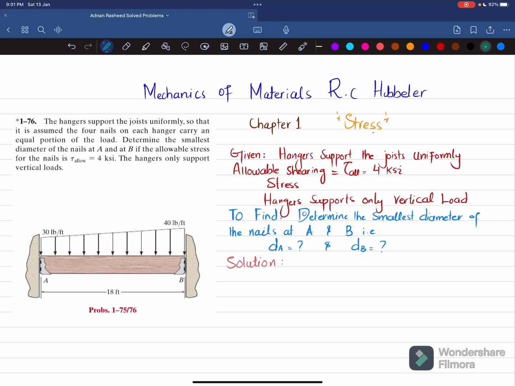So the first step is, if you remove the hanger support at A, it will be replaced by a vertical reaction, represented as Fa. And if you remove the hanger at B, there will be a reaction force by this hanger on the joist, Fb. We'll find Fa and Fb by using the equations of equilibrium.